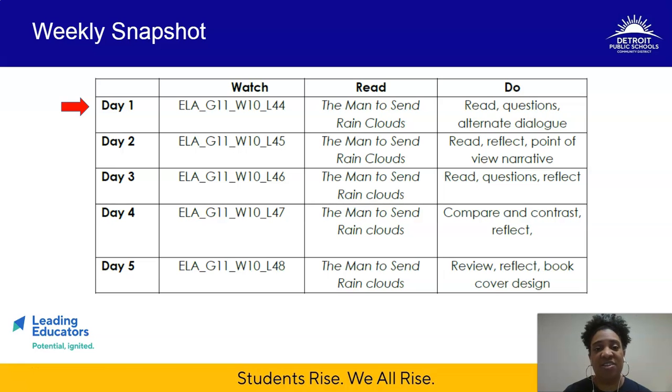Yesterday, we continued our analysis of the text The Man to Send Rain Clouds, doing a rereading and review of our annotations from our first and close reads. We also responded to some reflection questions and crafted some alternative dialogue to reconsider and reimagine how the characters could have interacted. Today, we're going to move on to our analysis of the craft and structure of the text.